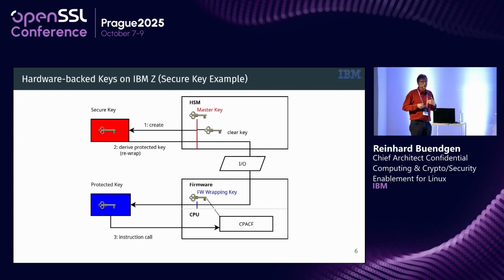So you can generate such a key object on our HSM. You get a secure key. You can then give the secure key to our HSM and ask for a protected key. And the HSM will negotiate with our firmware to turn the value inside the secure key into a protected key. By the way, the I/O path between our crypto adapters and the firmware uses a post-quantum protocol, and the user space gets back the protected key wrapped by the firmware wrapping key, and then can use it with CPACF.